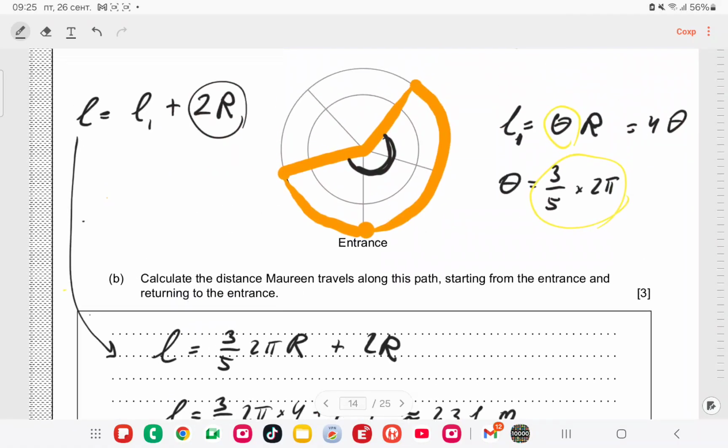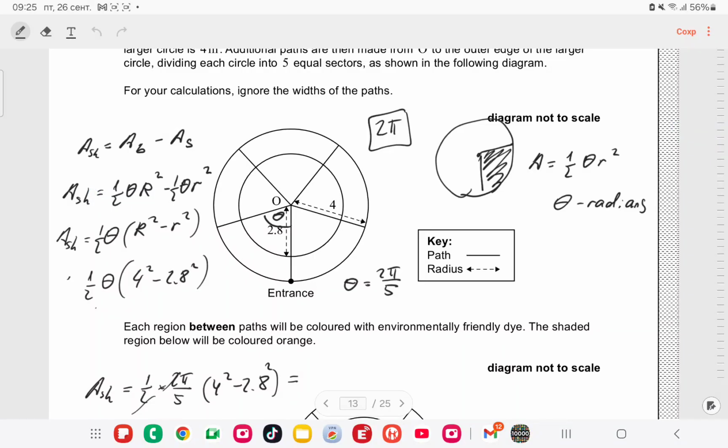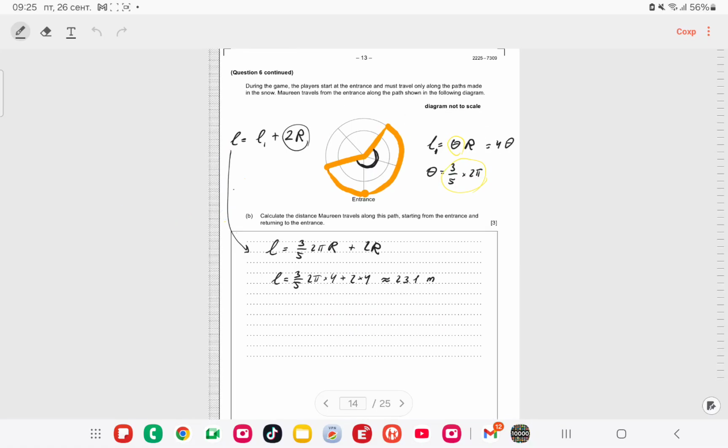It was question number 6 related to trigonometry, to be precise, area of a sector and arc length. Hope this solution was clear for you.